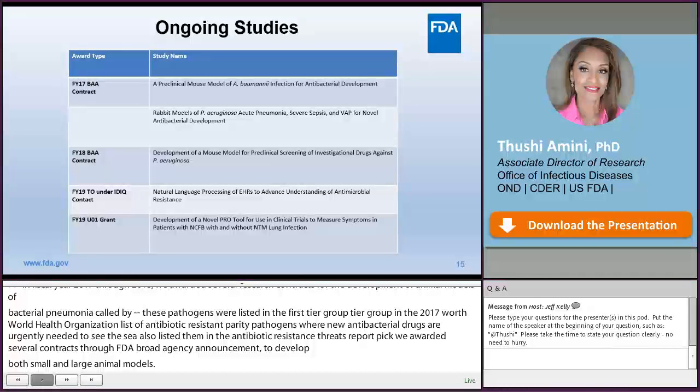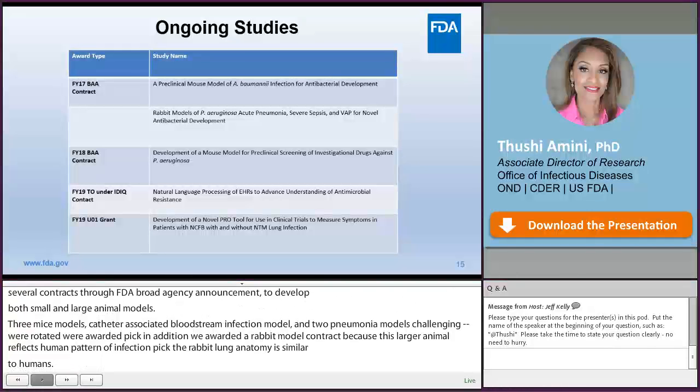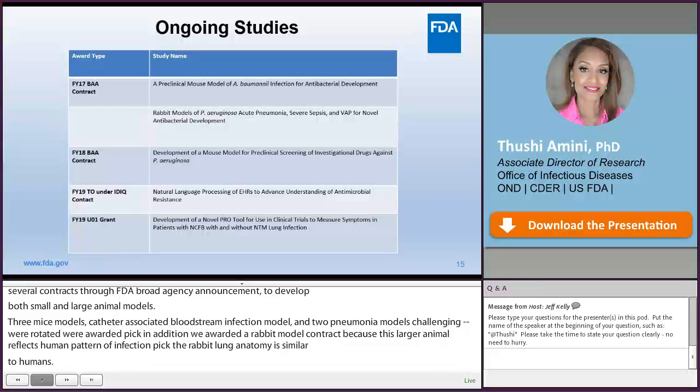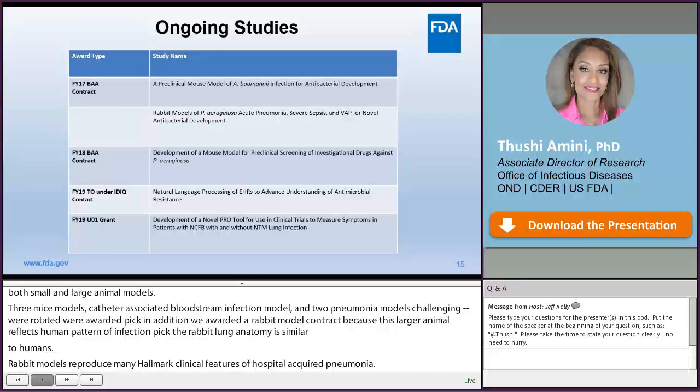In addition, we awarded a rabbit model contract because this larger animal reflects the human pattern of infection. The rabbit lung anatomy is similar to humans, and rabbit models reproduce many hallmark clinical features of hospital-acquired pneumonia and ventilator-acquired pneumonia. The purpose of these studies is to refine an existing model or develop a new animal model and then validate these animal models for testing investigational antimicrobial drugs in order to predict whether a drug will be efficacious in humans.